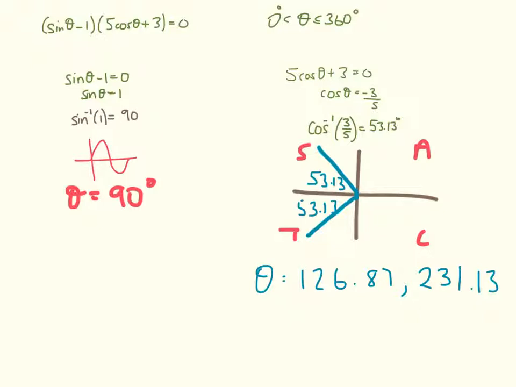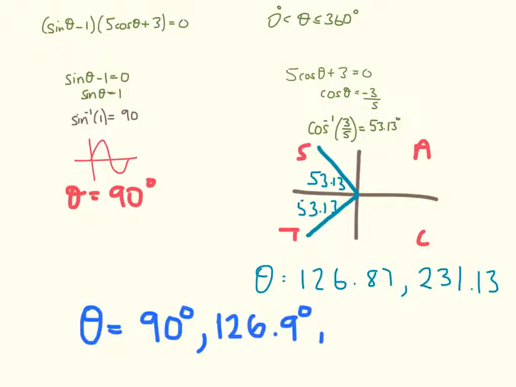So to conclude all of that then, and just to put them in order, our angles are 90 degrees, coming from that solution there, 126.9 degrees to one decimal place, and 231.1 degrees also to one decimal place. So there's three answers there.